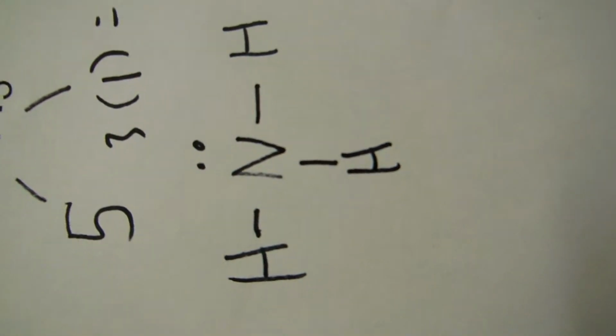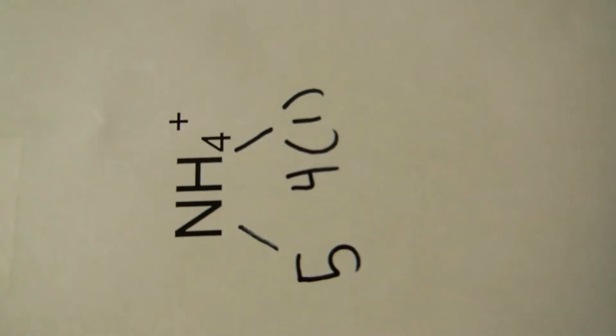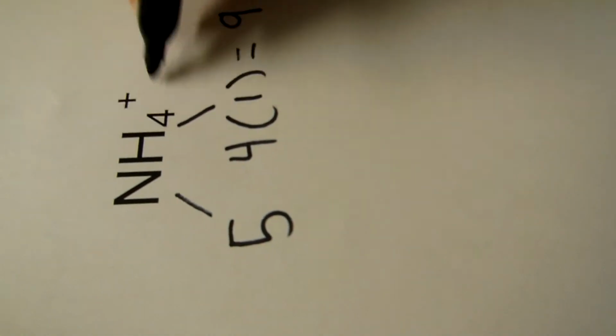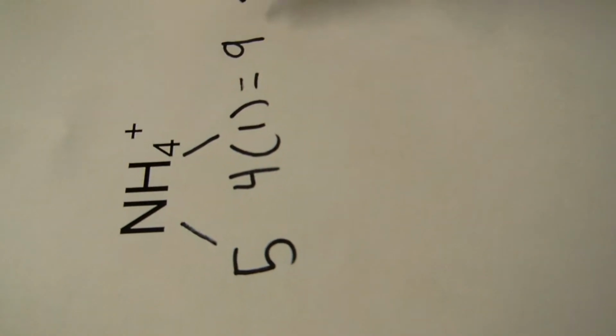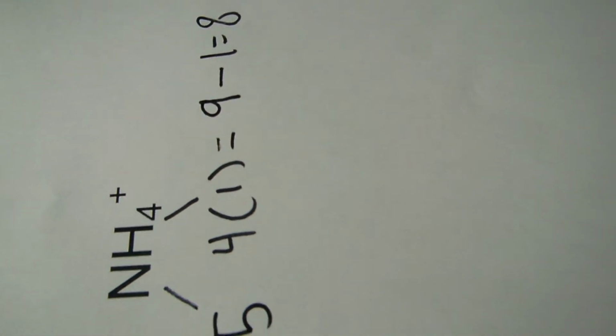Now, let's use NH4+ using the same guide, except this time we are dealing with a charged molecule, in this instance a +1 charge. So when we count our valence electrons, we have to take into consideration the charge of the molecule. So we are going to subtract 1 valence electron to account for the positive charge. So instead of 9, you have 8 valence electrons.